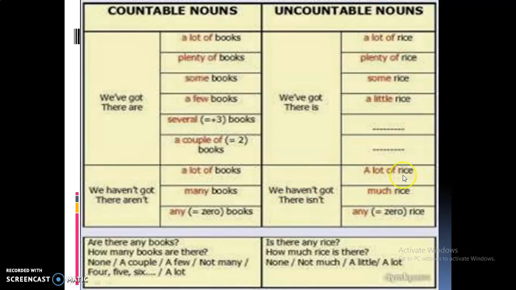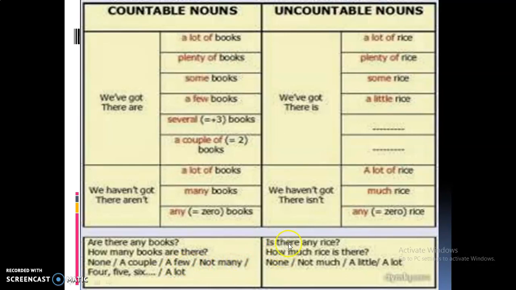Next is we haven't got a lot of rice, or there isn't a lot of rice. There isn't much rice. There isn't any rice. Again, the word any, as I said, here means nothing. Nothing is left. There isn't any rice means no rice left. So, are there any books? How many books are there? None. You can say none. None means nothing. A couple means 2. A few means some, not many. Only countable.